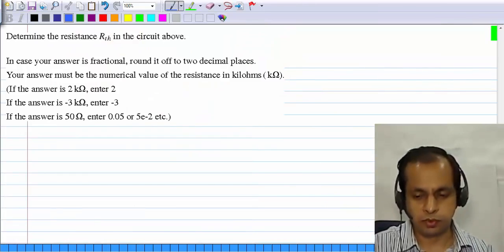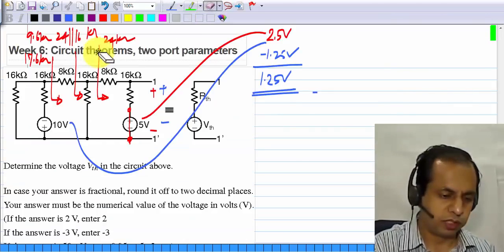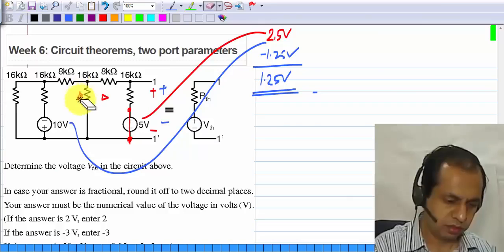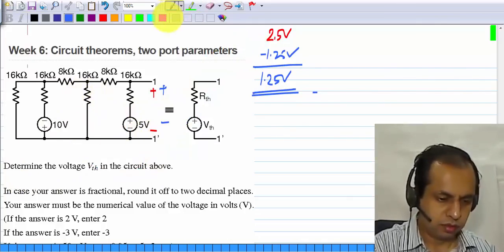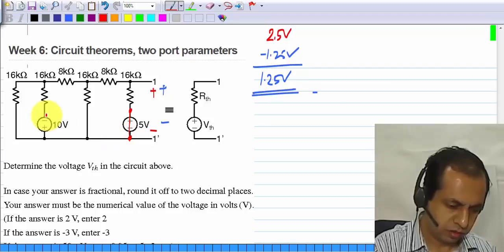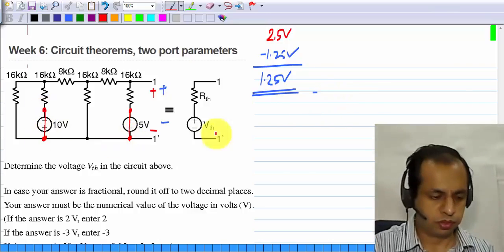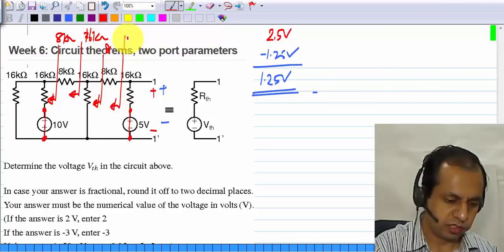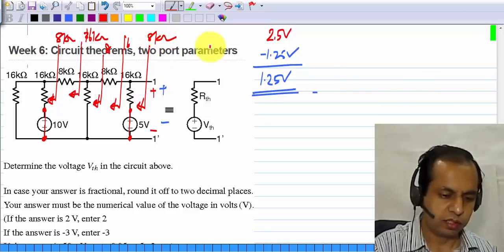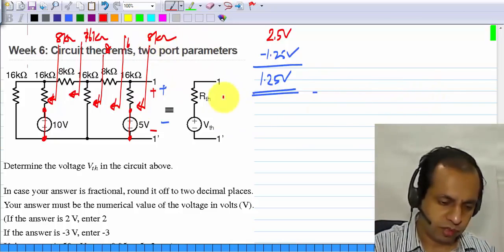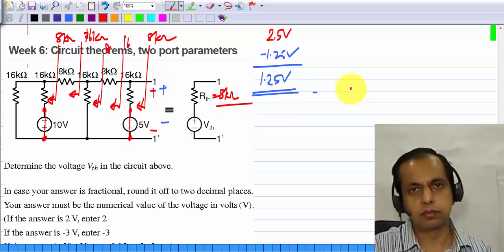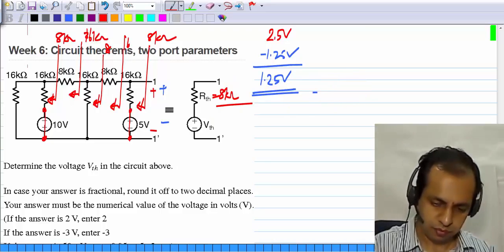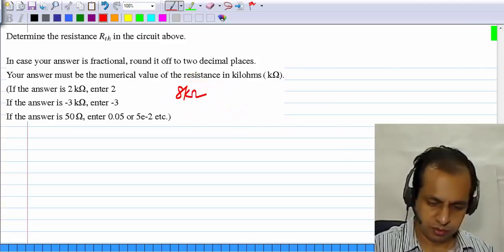The second question, it asks for the Thevenin resistance, for which you deactivate all the sources, and from here you find that it is 8 kilo ohms, from here it is 16 kilo ohms, from here 8, from here 16, and from here again 8 kilo ohms. Okay, so the Thevenin resistance is 8 kilo ohms. So the answer to this is 8 kilo ohms.